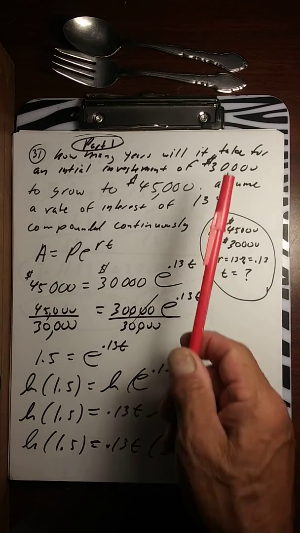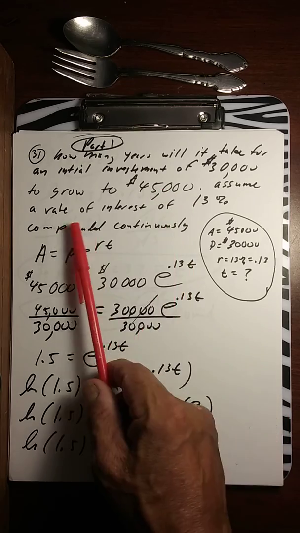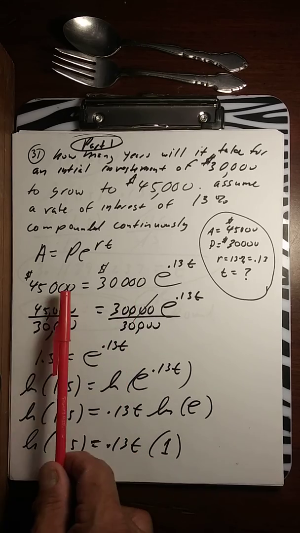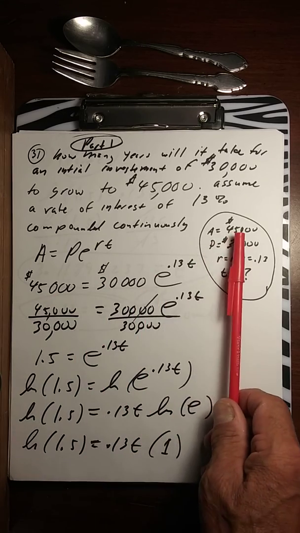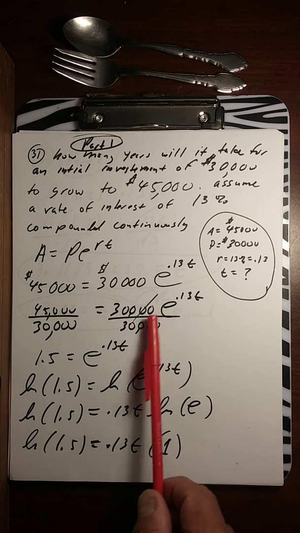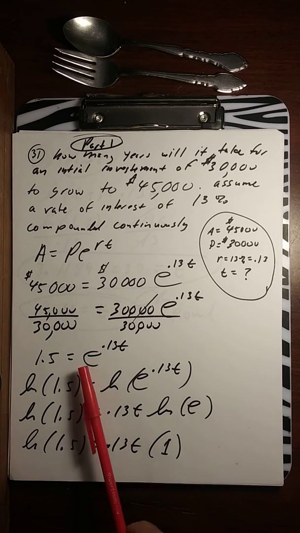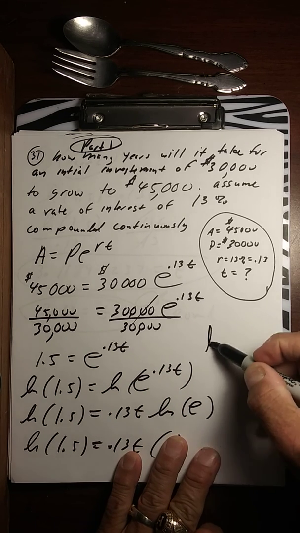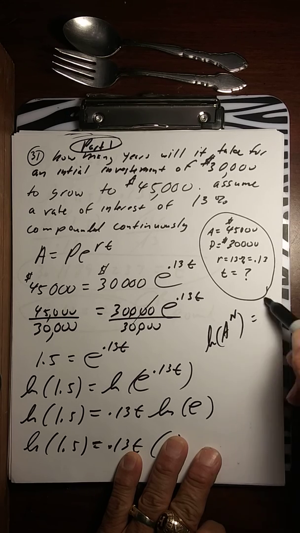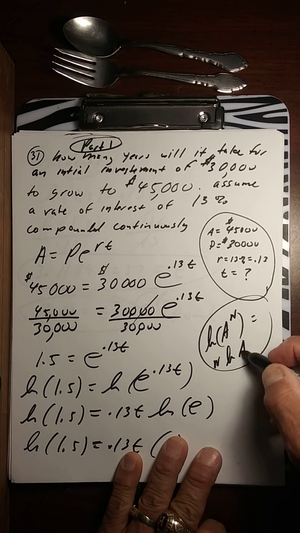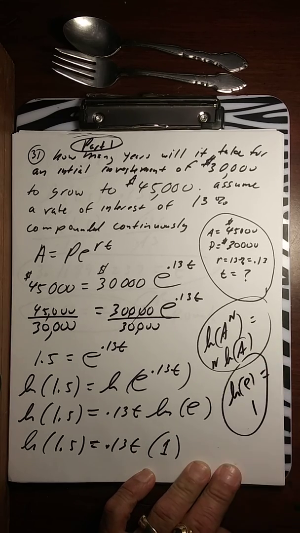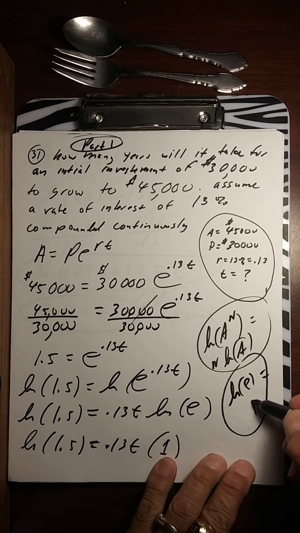How long is it going to take for an investment of 30,000 to become 45,000 if it's 13% compounded continuously? Compounded continuously is this formula. So 30,000 and 45,000. How long? So put the numbers in. We know the percent. Divide by 30,000. That's 1.5 equals e to the 0.13t. Now take ln. And we know the ln of this always goes to the front. So let me just write that here. ln of a to the n equals n ln of a. And ln of e always equals 1 also. Another formula to think about.